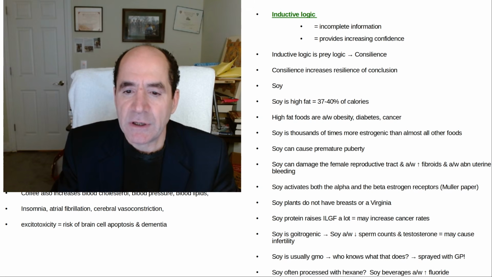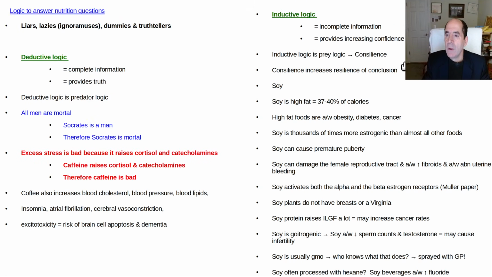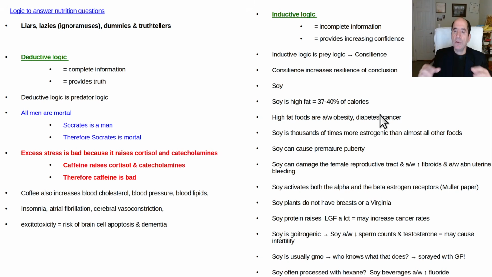Now we're going to come to inductive logic. Inductive logic is where you don't have complete information, where you have to work from incomplete information and you look for increased amounts of clues to give you confidence in your conclusion. And this is the logic of prey. The prey looks around and says, oh, I heard a noise. I heard a twig break in the grass over there. The birds have all gone quiet over there. I think maybe there's a lion coming. I better flee from this location.